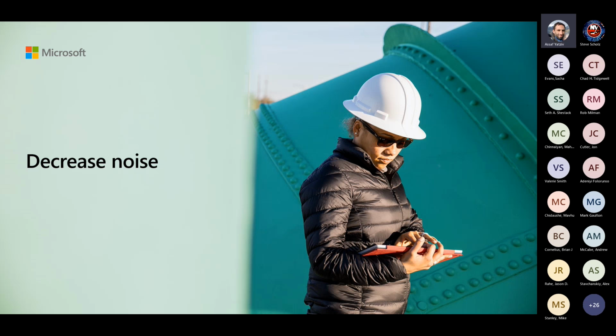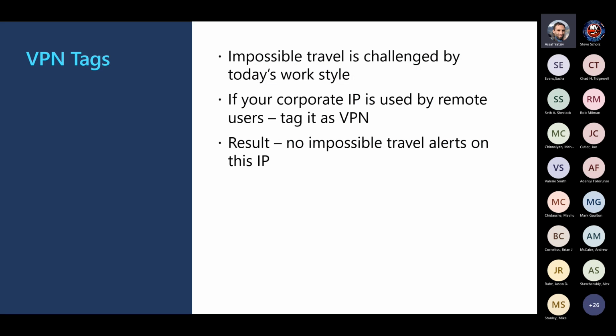So the first thing is decreasing noise, and I'm not sure, but I guess most of you suffer from a lot of false positives. We will talk about our number one in the amount of alerts, which is impossible travel, and we'll suggest ways to improve the SNR of the alert.